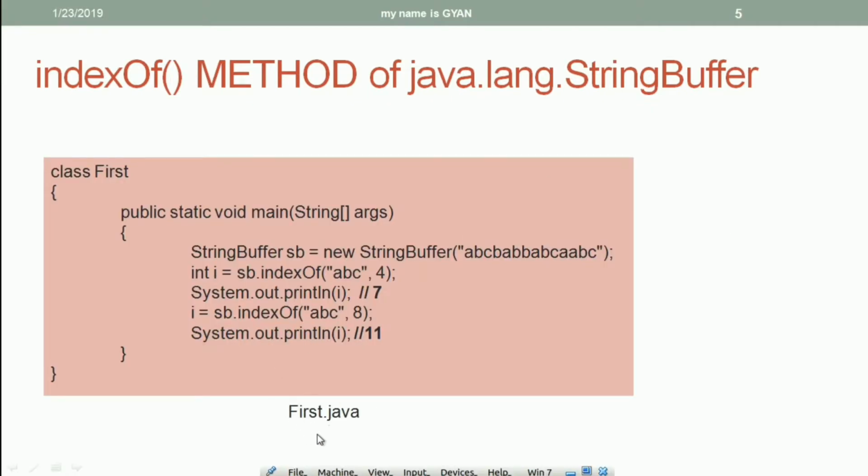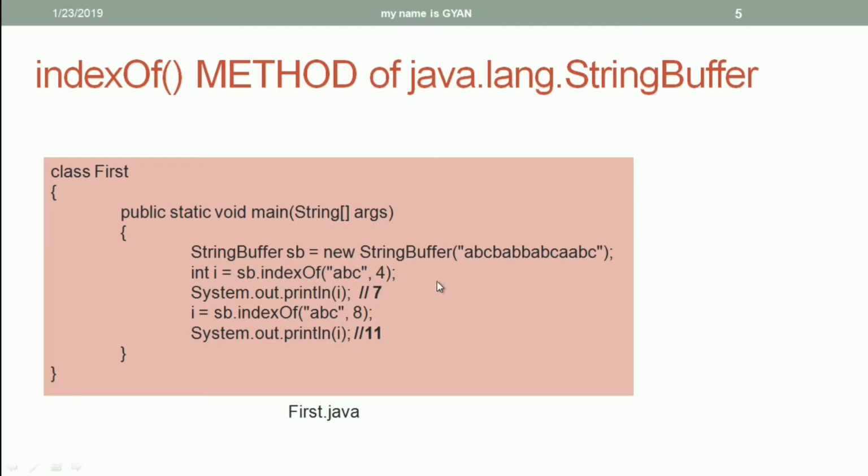Here we have the Java file first.java. In first.java we have the class first. In the class first we have the method main. In the method main we are creating a new StringBuffer object with this content. After that we are calling the method indexOf by using the reference variable sp with these two arguments. One argument is the string abc and the other argument is the integer 4.